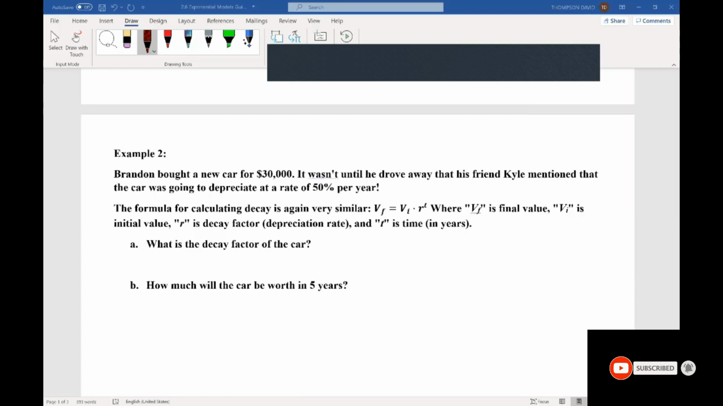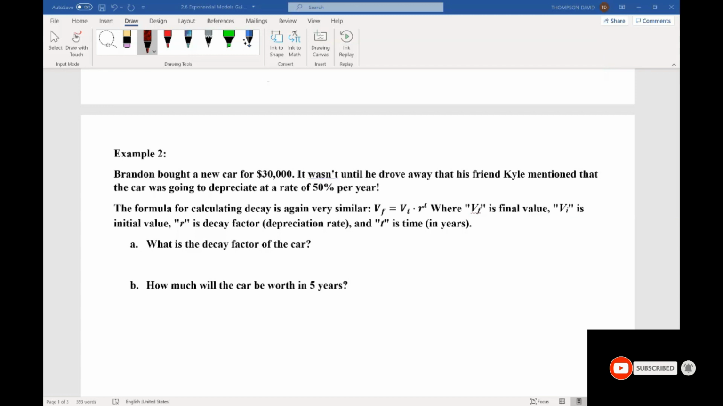Example 2. Brandon bought a new car for $30,000. It wasn't until he drove away that his friend Kyle mentioned that the car is going to depreciate at a rate of 50% per year. The value for calculating decay is again very similar to VF equals VI times R to the T, where VF is the final value and VI is initial value. R is the decay factor or depreciation rate, and T is the time in years. What is the decay factor of the car?